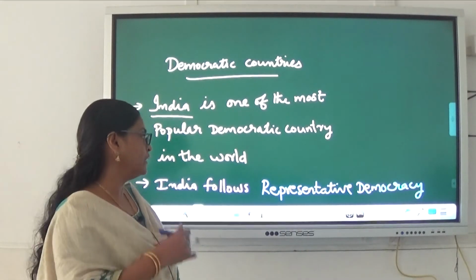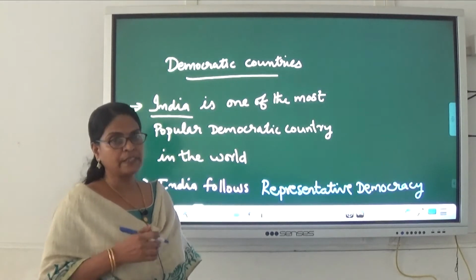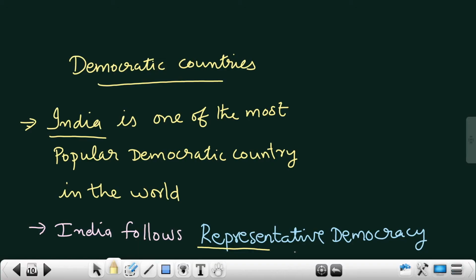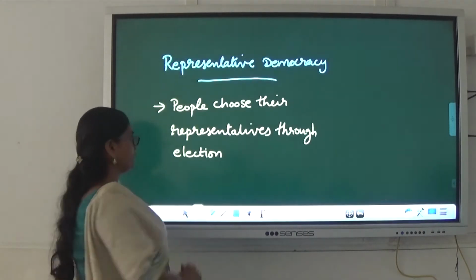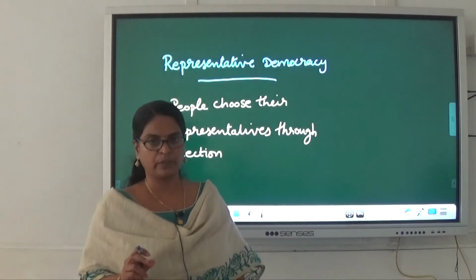Now India follows representative democracy. Now we will study what we mean by representative democracy. What is representative democracy, children?